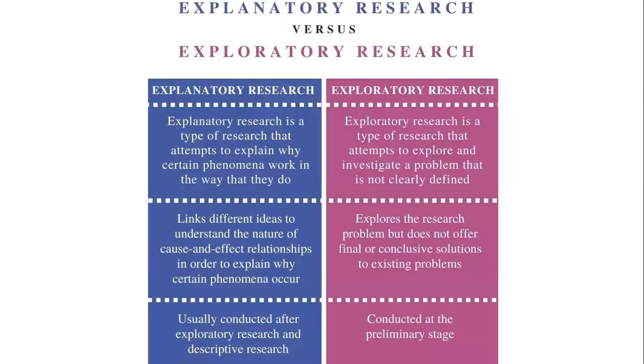Now, there is one topic called explanatory and exploratory. Students have difficulty in this also, so let's stitch that factor also quickly. Explanatory research is a type of research which attempts to explain. So explanatory is more of explanation, whereas exploratory is basically to explore, to find out, to investigate. When we talk about explanatory research, it links the ideas in the form of cause and effect relationship. Exploratory explores the research but does not offer any conclusion. It just explores. There is no definite conclusion in it. Explanatory research is usually conducted after exploratory and descriptive. Exploratory is conducted in a preliminary stage, a pre-stage, you can call it.